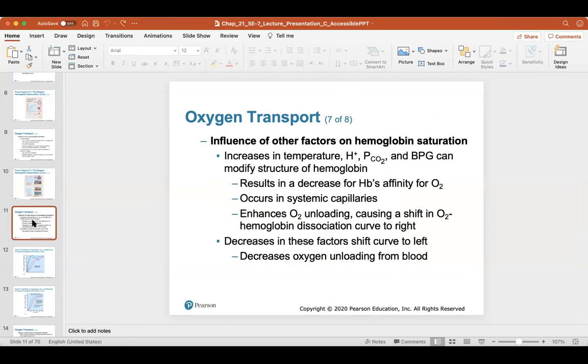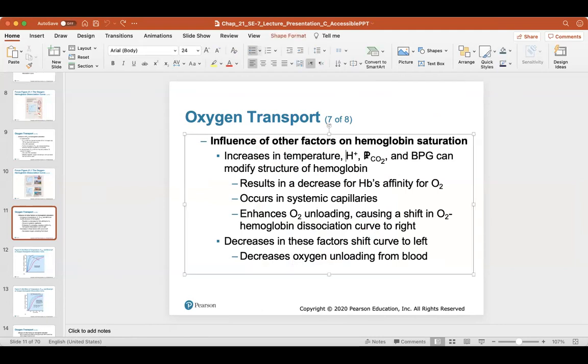Other influences on hemoglobin saturation: increases in temperature, H plus, which refers to the pH, partial pressures of carbon dioxide, or BPG can modify the structure of hemoglobin. They can all result in a decrease of hemoglobin's affinity for oxygen. So this occurs in your capillaries. And when your temperature increases, for example, this enhances oxygen unloading. So what this means is that it causes a shift in the oxygen hemoglobin dissociation curve to the right. So anything that causes the oxygen dissociation curve to shift to the right means that it enhances oxygen unloading.